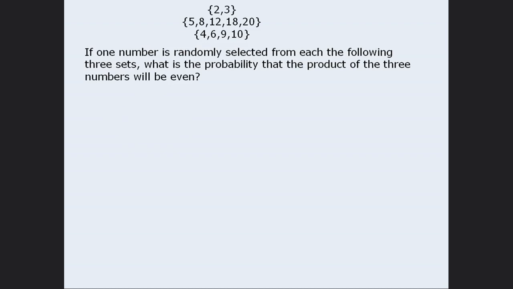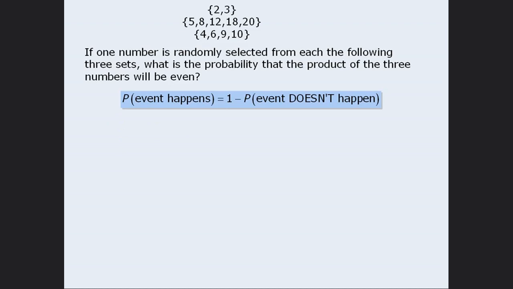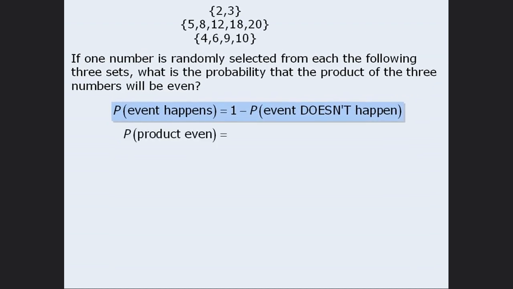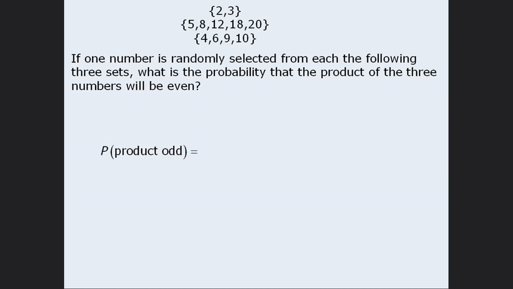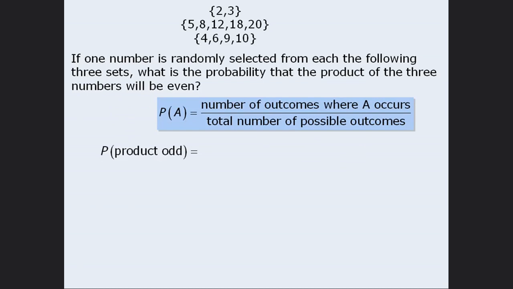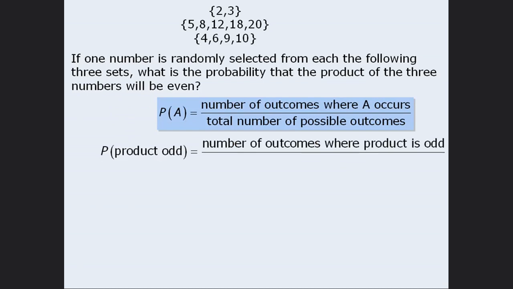So given this, we're going to use complements to solve this question. So the probability that the product is even will be equal to 1 minus the probability that the product is not even. In other words, the probability that the product is odd. So we now need to determine the probability that the product is odd. To do this, we'll use the probability formula. Now we want to determine the number of outcomes where the product is odd and the total number of possible outcomes. As always, we'll begin with the denominator.